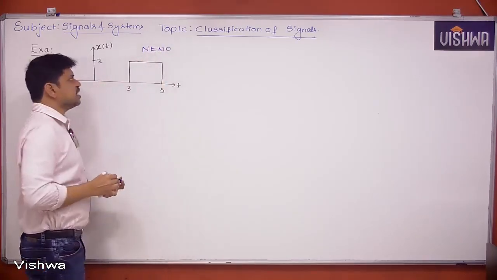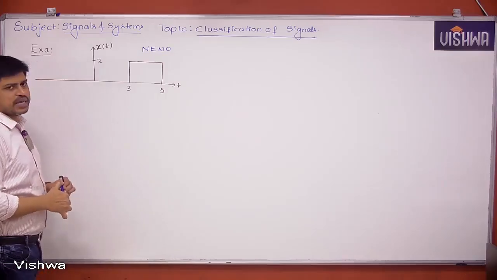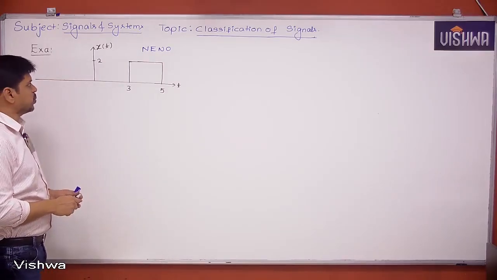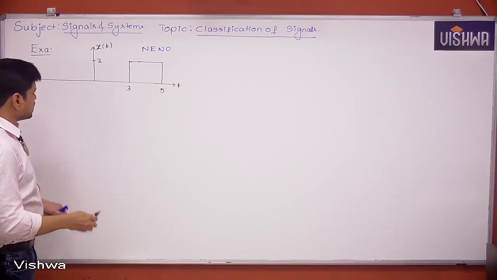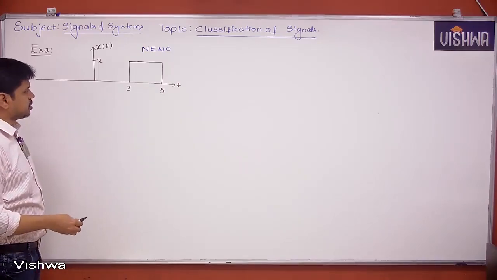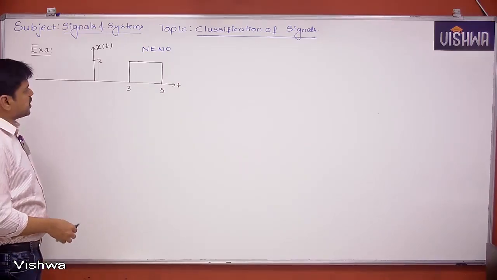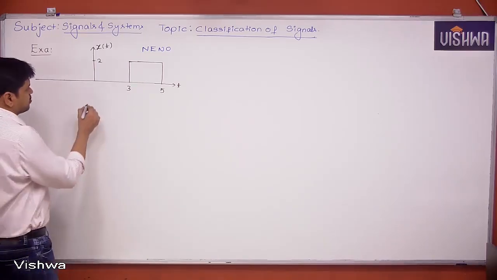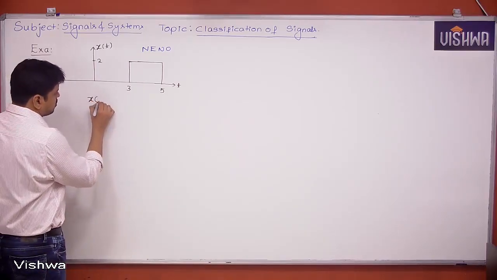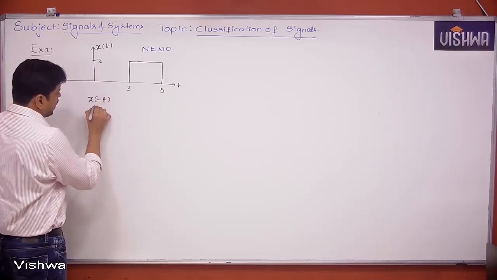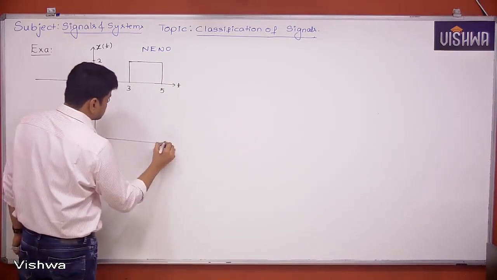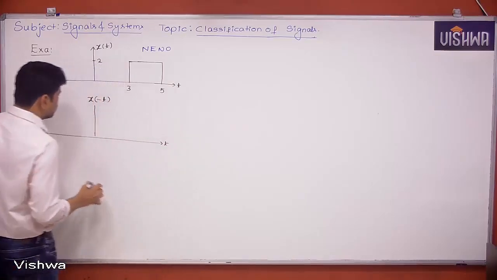So whenever the signal is neither even nor odd, we can represent that in two forms: one is an even part, another one is an odd part. So let's see how we can calculate the even part or odd part. To find the even part or odd part, first we require x of minus t. X of minus t means we have to fold the signal.